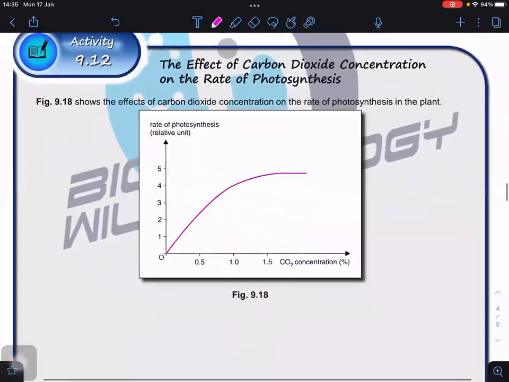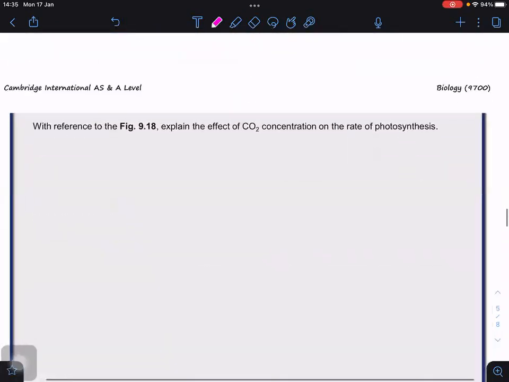Now the effect of CO2 is similar to the effect of light intensity. It also plateaus. So what is the explanation here?